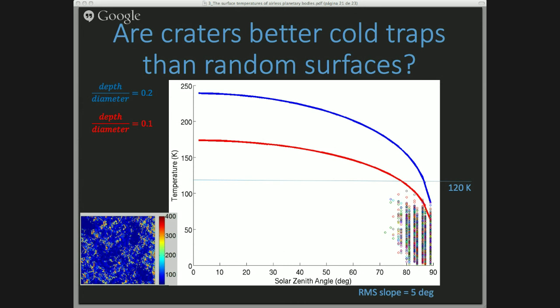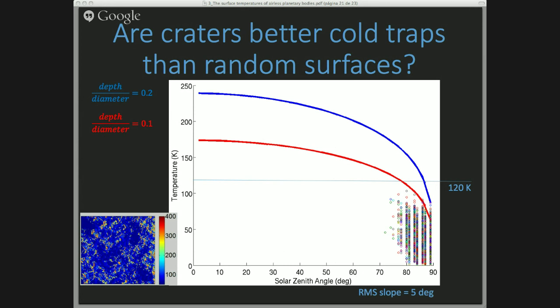And for two types of crater, this is 1 to 5 depth to diameter, and this is 1 to 10 depth to diameter, which are very common on the moon. And those temperatures are the shadow temperatures of rough surfaces at the same zenith angles. And as you can see, and it was pretty surprising actually to me, rough surfaces could serve as better cold traps than craters. Okay, and that's weird, right? Because we think craters have shadows, so they must be colder than all other surfaces. But that's not entirely true.